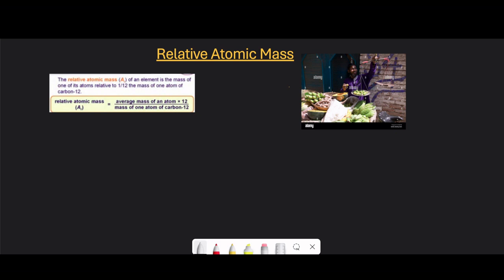Today we are going to look into relative atomic mass. Most of us really know the definition and the way to calculate it. Okay, what is relative atomic mass?